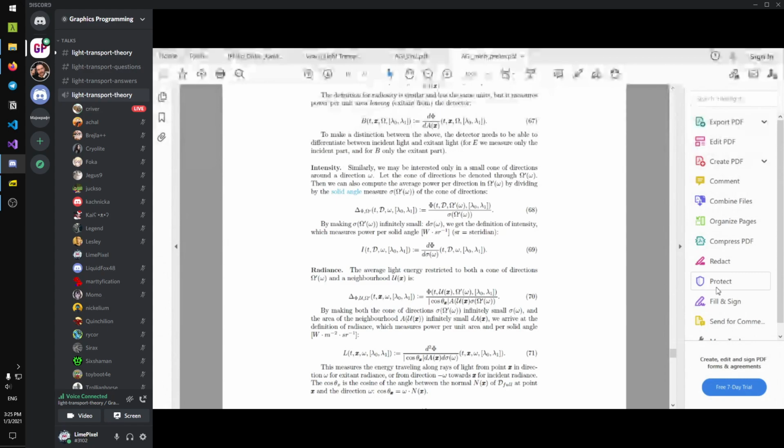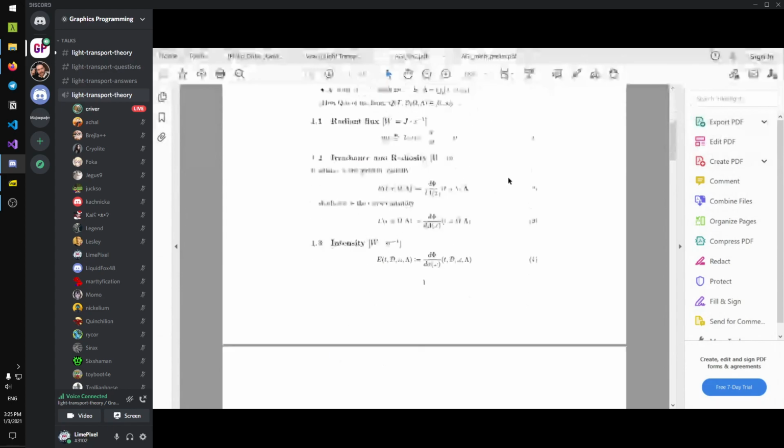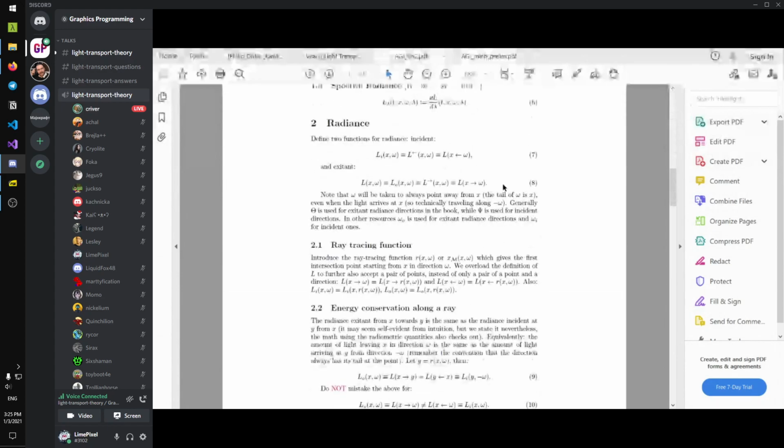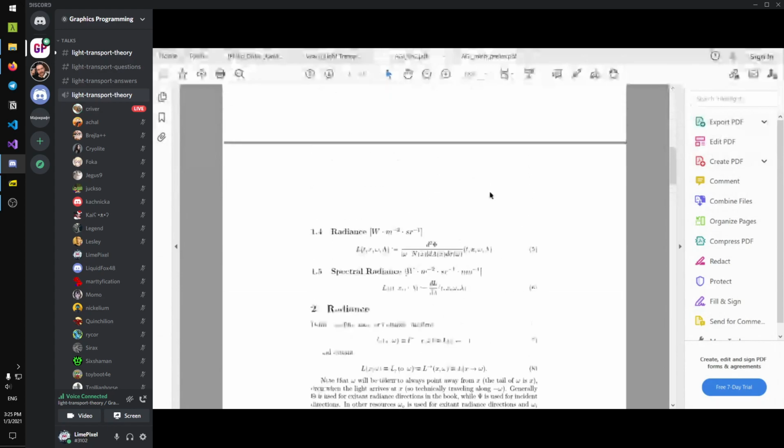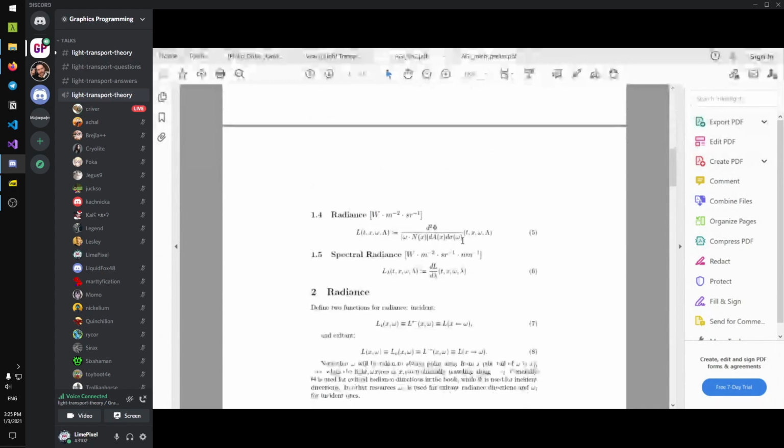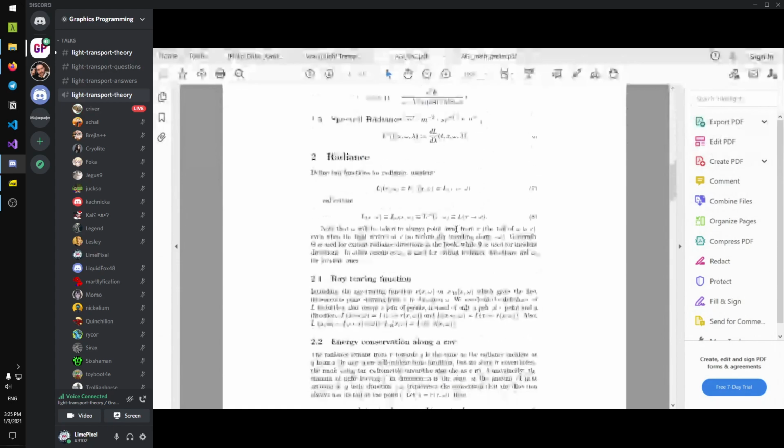Other questions? No? Okay, then I'll continue on to radiance. So we have the definition here of radiance, which is some kind of derivative of a flux.